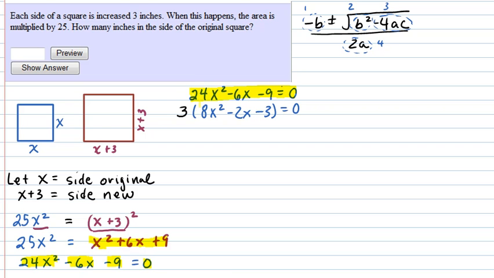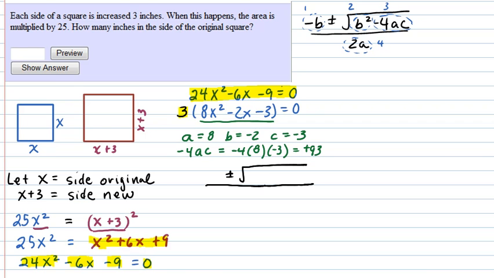Now, I could use in the quadratic a is 24, b is negative 6, and c is negative 9, but it makes it a lot easier if you factor out the common factor. So I took a 3 out. So now, when I use the quadratic, I'll be able to focus on this new quadratic where a is 8, b is negative 2, and c is negative 3. Now, I also like to write down what negative 4ac is. So negative 4ac will be negative 4 times a, which is 8, times c, which is negative 3. That's going to be a positive 96.